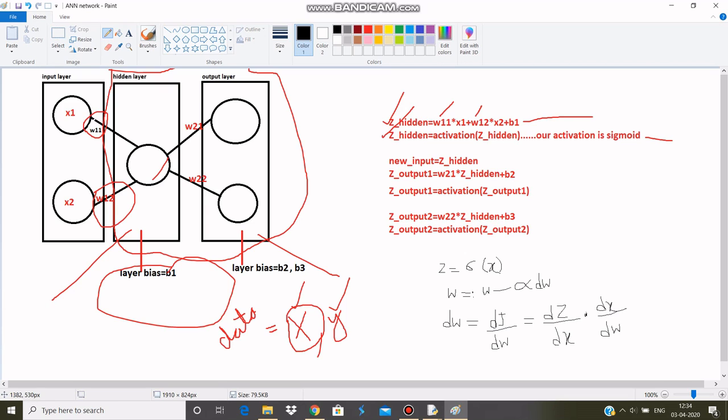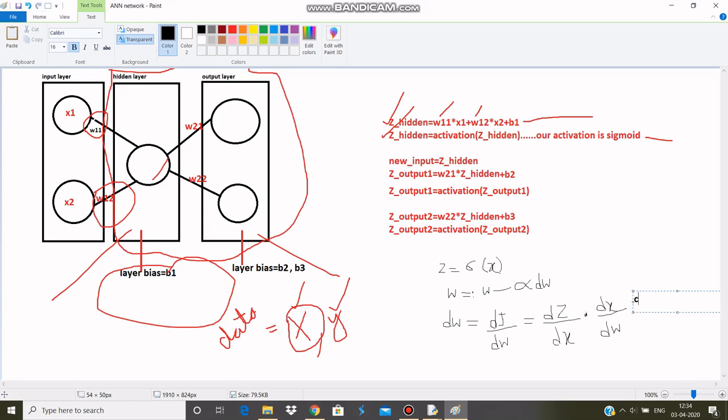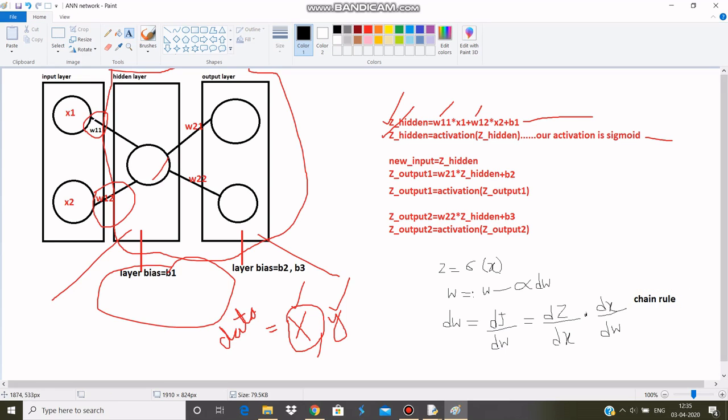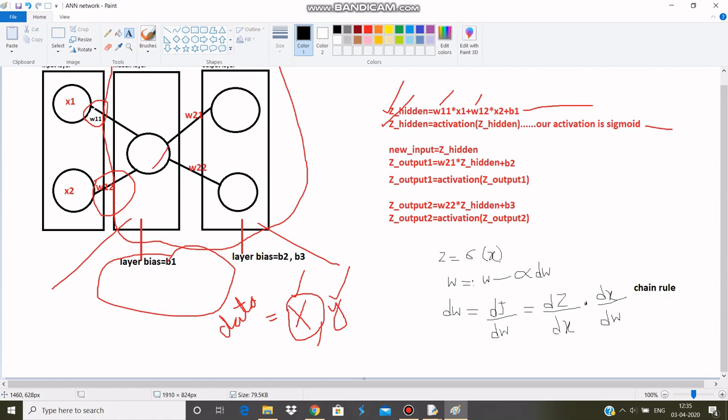This is a required equation. Now this is using the chain rule: dz upon dx, and then further dx upon dw, the portion where we are using the chain rule.